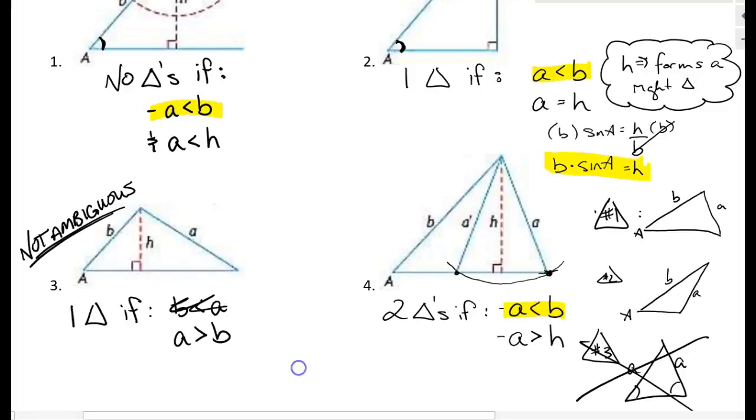Okay, so 1, 2, and 4 are ambiguous. You need to check to see which case you're dealing with. If you end up with scenario number 4, then you're going to be dealing with 2 triangles, okay? But if we deal with scenario 3, that's not even ambiguous. We don't need to worry about the height at all because we are only going to have one option.